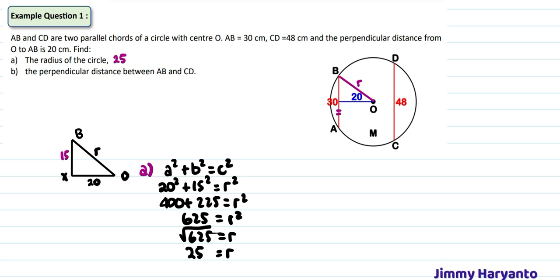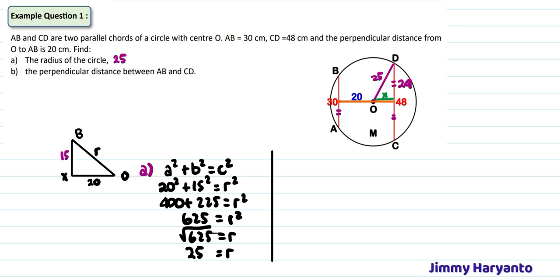Okay, next is the perpendicular distance between AB and CD. Okay, I will erase this one first. The perpendicular distance between AB and CD will be this one. That means we have to find this first, the x. We have to find the x. Because we already know the radius before, I can draw it like this. So this is 25, and then as usual we can divide the chord into two equal parts. So this one is 24, and then we can find the value of x using Pythagoras theorem.